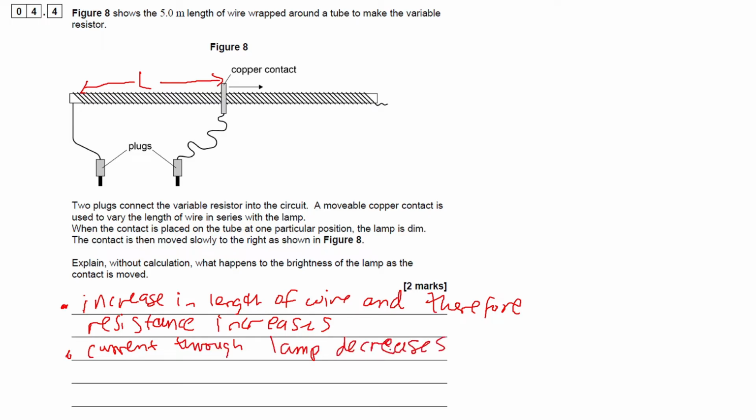Okay, so if the current through the lamp decreases, knowing that brightness is related to P equals IV, if the current decreases, then the power will decrease, and therefore brightness decreases.